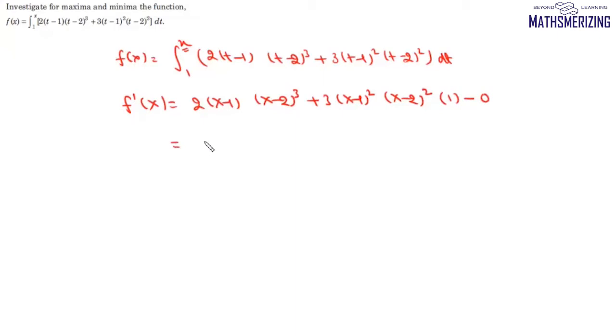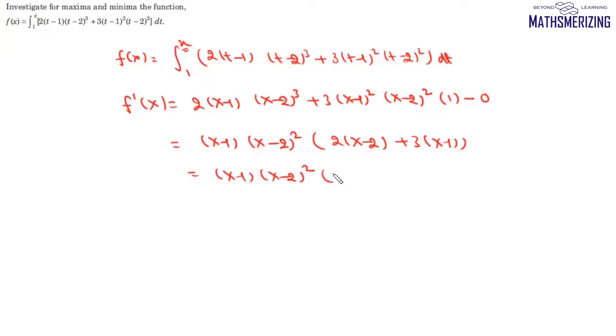Now we can write this as (x - 1)(x - 2)^2 and here it will be (2x - 2) + 3(x - 1), which we can write as (x - 1)(x - 2)^2 and then (5x - 7). Now if we put it equal to 0, we'll get 3 critical points: 1, 2 and 7 by 5. Now there is an even power at (x - 2)^2, so that means there is no sign change at 2. So this 2 is nothing but a point of inflection.